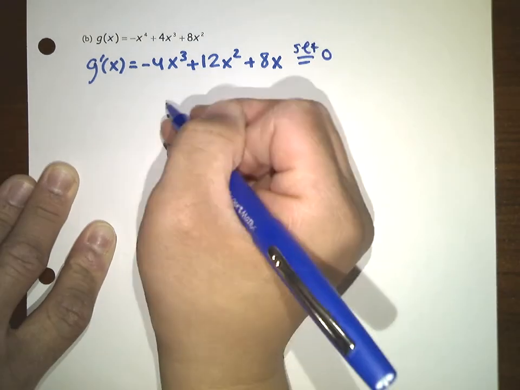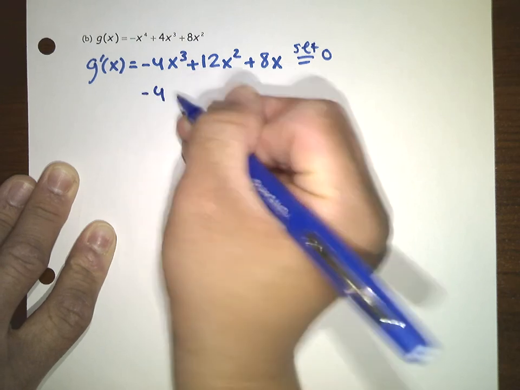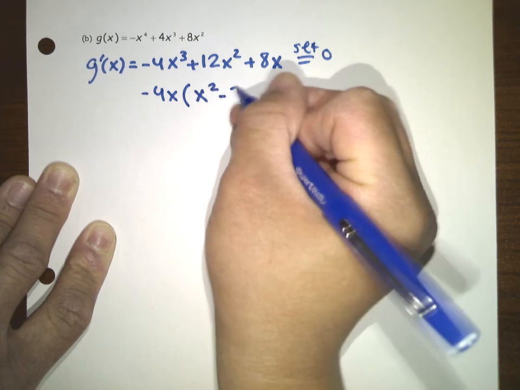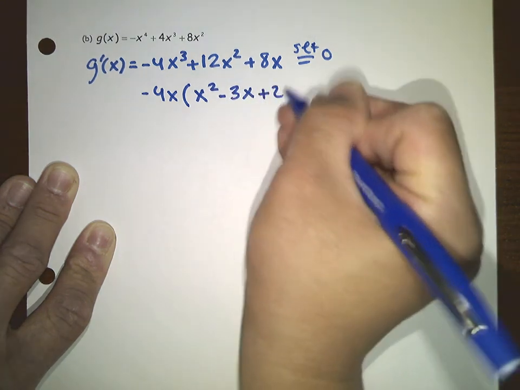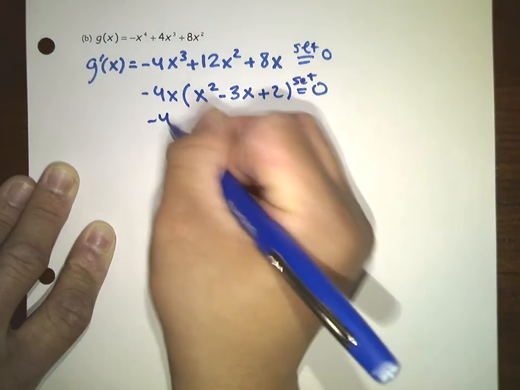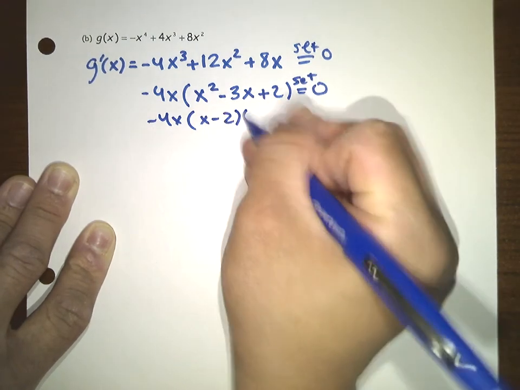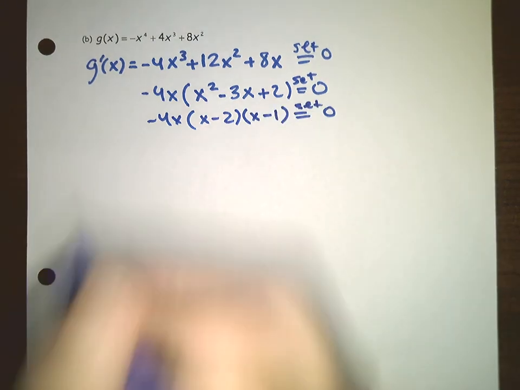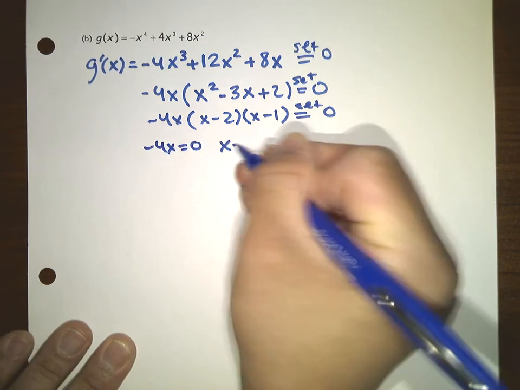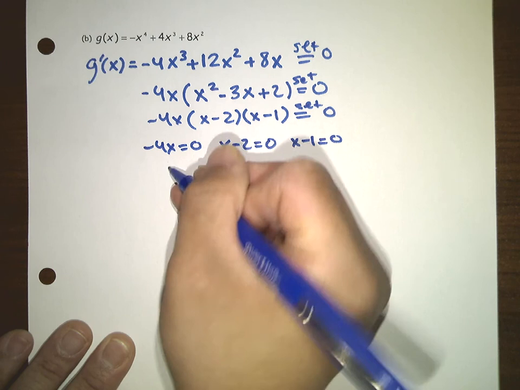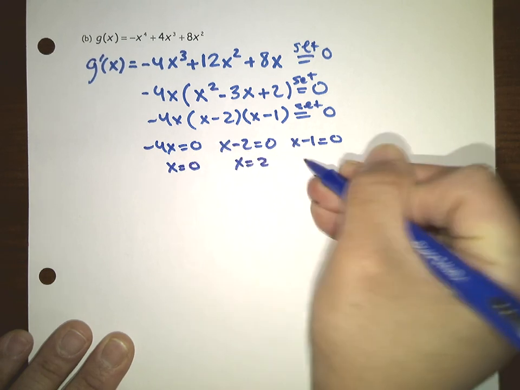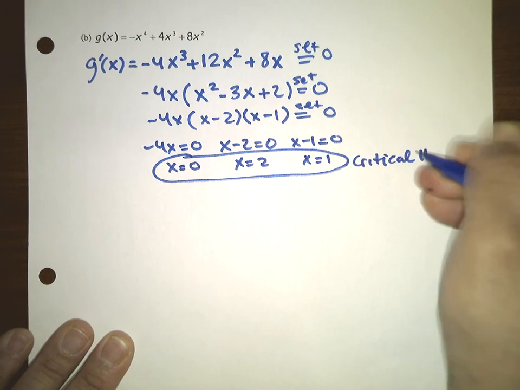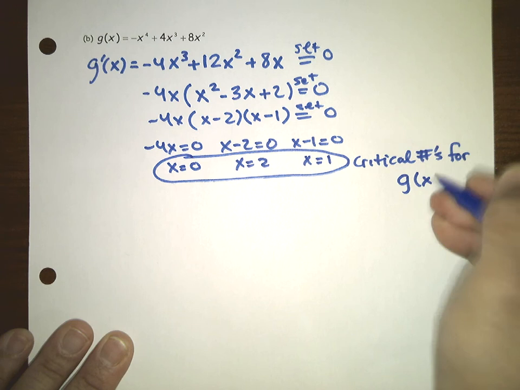So I'll factor out a negative 4x. Negative 4x times x squared minus 3x plus 2 will be equal to 0. Then I'll factor again: x minus 2, x minus 1 equals 0. And so then I'll set each factor equal to 0. So negative 4x equals 0, x minus 2 equals 0, x minus 1 equals 0. So x could be 0, x could be 2, x could be 1. So these are the critical numbers for g of x.